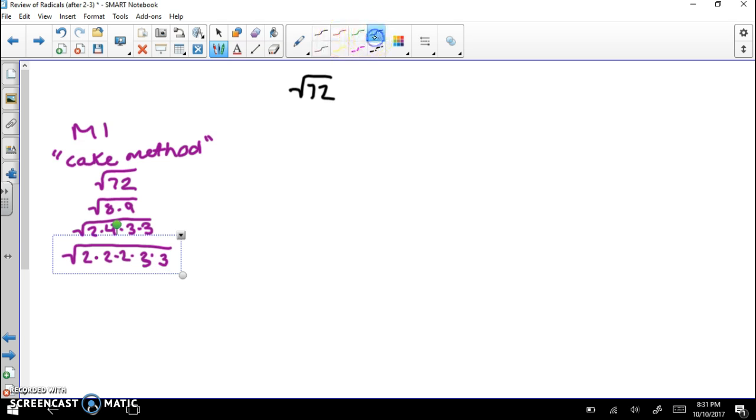Now from here, this is where we talked about the buddy system. For every pair, it becomes 1 on the outside. So we have a pair of 2's able to become 1 2 on the outside. We also have a pair of 3's able to come to the outside. So on the outside, currently we have 3 times 2. We are going to get 6. If we look in between our two groups here, we have this 2, which gets left behind. So that's method 1.